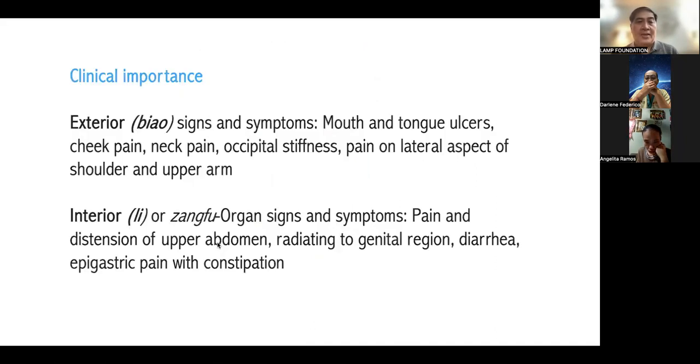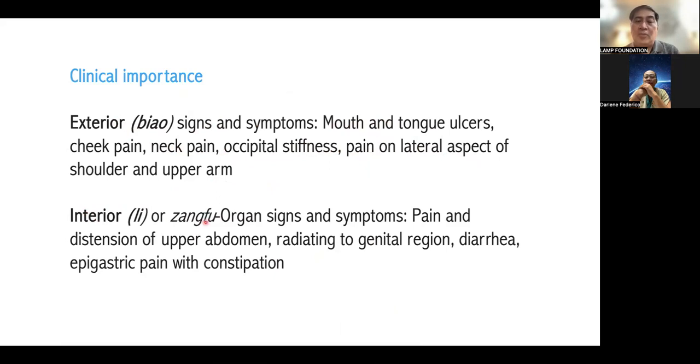Okay, ano po importance of knowing the primary channel of the small intestine? Again, we can differentiate between exterior and interior. Pag sinabi mong exterior, yung mga pinagme-mention natin kaninang dinadaanan, no? So there will be mouth and tongue ulcers, cheek pain, neck pain, occipital stiffness, pain on the lateral aspect of the shoulder and the upper arm. So basically, it's channel involvement.